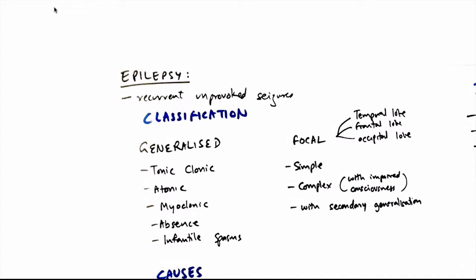Now, focal onset epilepsy can start with disturbance in the temporal lobe, frontal lobe, or occipital lobe, each of those giving rise to different manifestations at the onset. Now, focal epilepsies can be simple when the consciousness is retained, or complex where there is impaired consciousness, and some focal epilepsies can have secondary generalization.